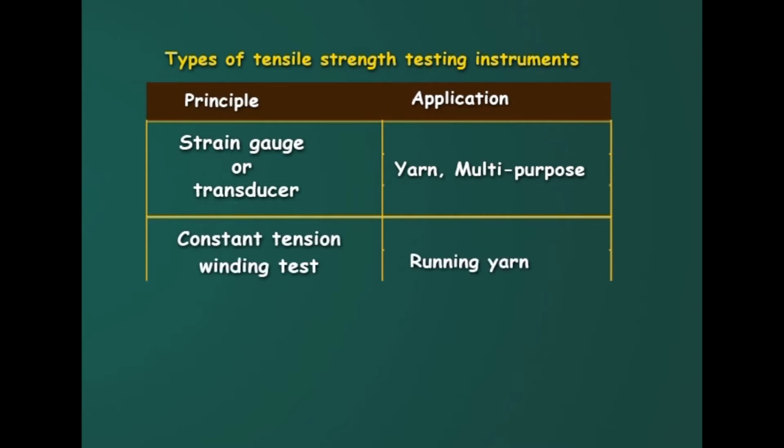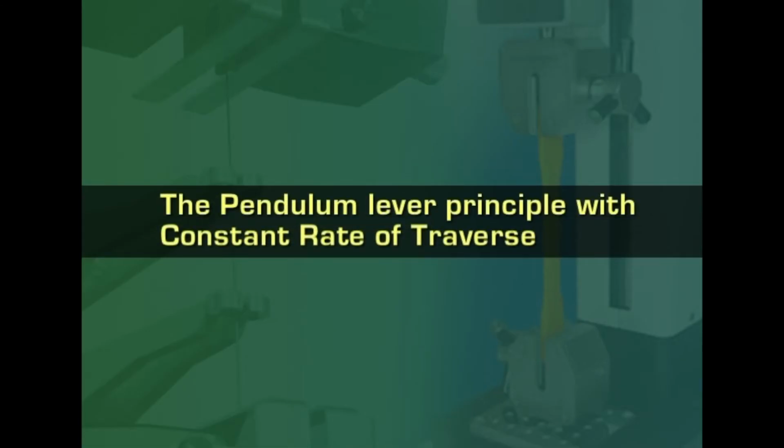One more principle is the constant tension winding, and it is used for running yarn to find out the number of breaks. Then coming to the first principle, the pendulum lever principle, it works with constant rate of traverse. The loading of the specimen is carried out by a pendulum system which is mounted in such a way that it rotates about its center of gravity.